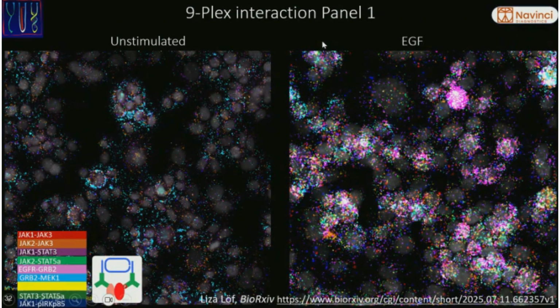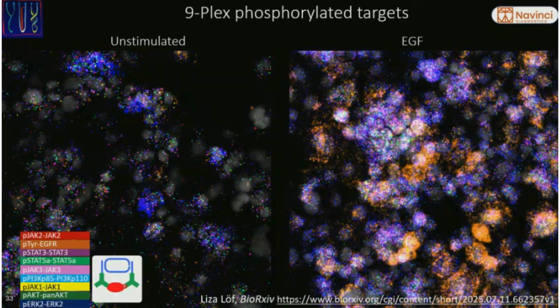Here we have looked at a breast cancer cell line that was unstimulated and then stimulated. And we look at JAK1 interacting with JAK3, JAK2 with JAK3, JAK1 with STAT3, JAK2 with STAT5A, and so forth. So you learn a lot about what the proteins really are up to. And here's another panel where we are looking at phosphorylation. Again, we don't trust that an anti-phosphate antibody will be specific for the right protein. So we take a phospho-specific antibody and combine it with an antibody that we trust to detect the protein. Only when they bind together do we get the signal. So this is the unstimulated, and the stimulated are much more active in phosphorylation.